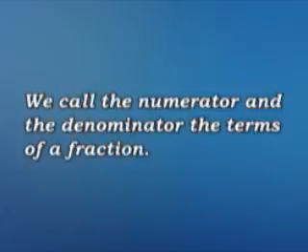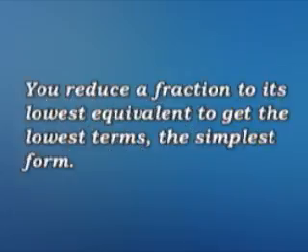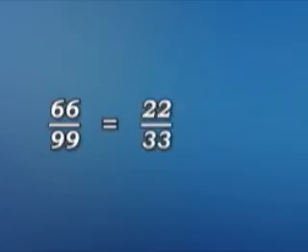We call the numerator and the denominator the terms of a fraction. You can reduce a fraction to its lowest equivalent to get the lowest terms, the simplest form. So 66 over 99 becomes 22 over 33 becomes 2 over 3.